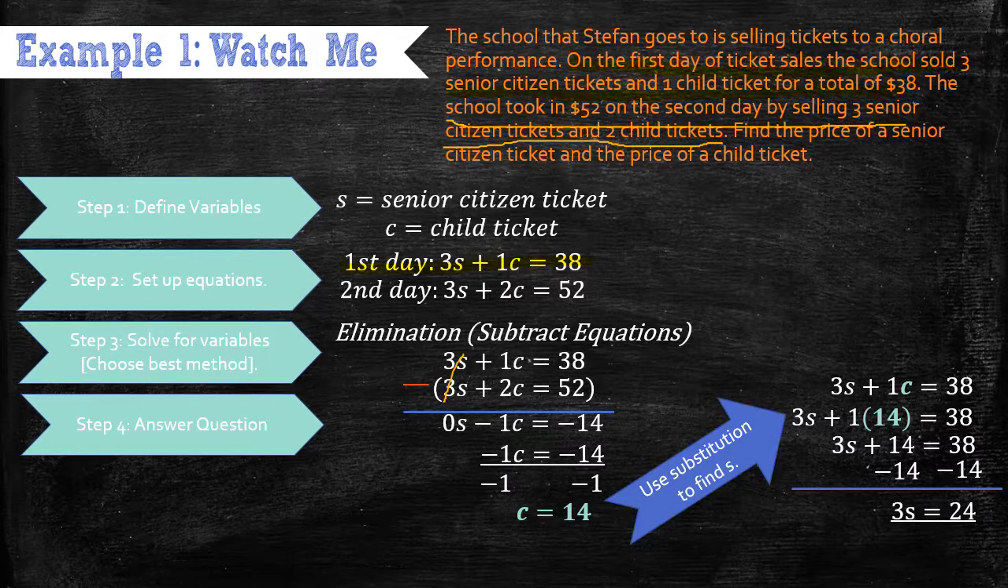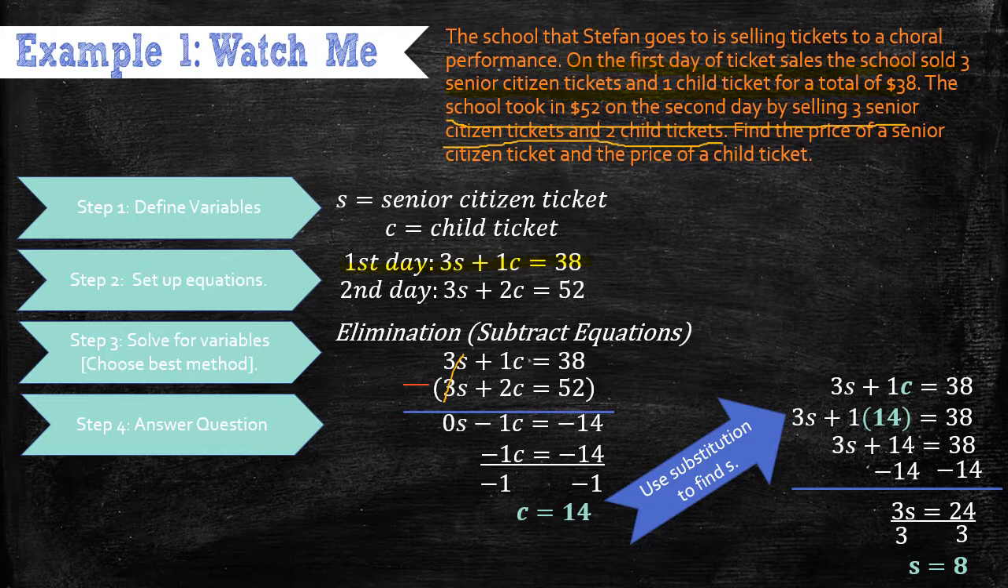3S now equals 24. And to get S by itself, we have to eliminate the 3's by dividing, because that's the opposite of multiplication. So the cost of my senior citizen ticket is going to be $8.